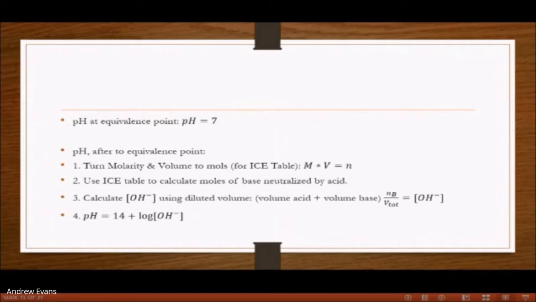Now for the pH after equivalence point, step 1 and step 2 are the same. The only difference is that there's going to be more base than acid, and so the acid will completely go to 0, and there will be base left. Then we will calculate the actual OH molarity, and then we'll calculate pOH and turn it to pH, just to keep it on the same scale.